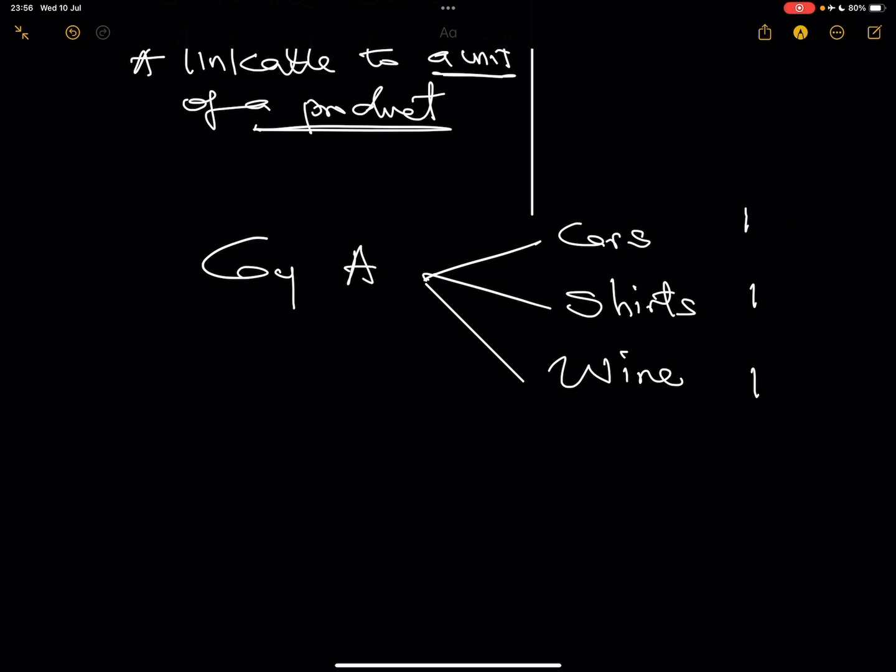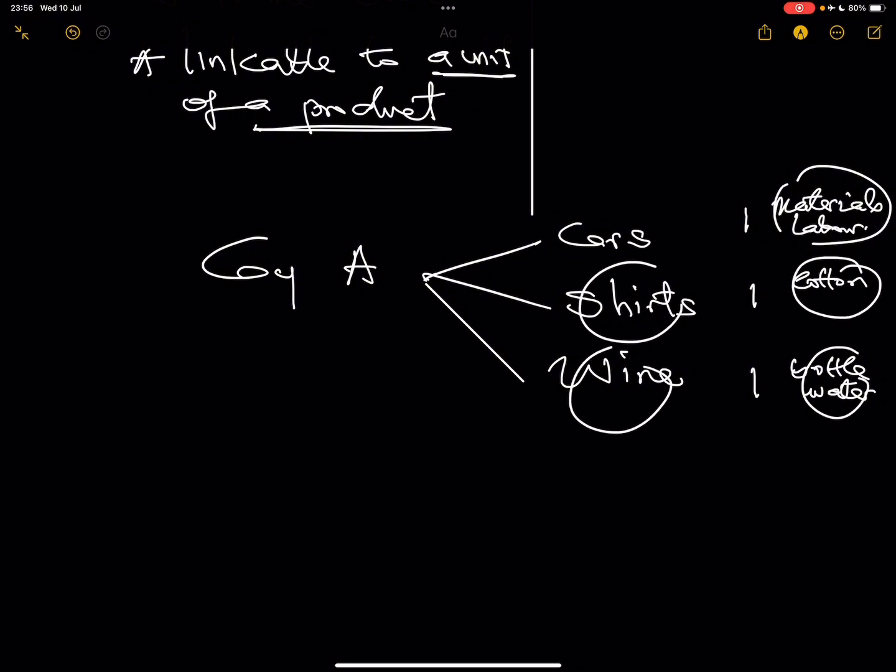The easy ones, take for instance, maybe you can talk of the materials you are using to make the car. Likewise, the labor in producing the car. You'll be talking of the cotton you are using to manufacture the shirt. It's easy. Maybe the bottles, right? The ingredients, and maybe the water volume. So all of this, you can easily attribute to 1 unit of each of these products. And that is why all of this will easily be called direct cost.